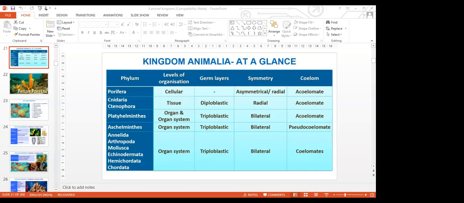Yes, ma'am. Porifera, Cnidaria, Ctenophora, Platyhelminthes, Aschelminthes, Annelida, Arthropoda, Mollusca, Echinodermata, Hemichordata. Echinodermata, you can stop there because that's all invertebrates. Next.